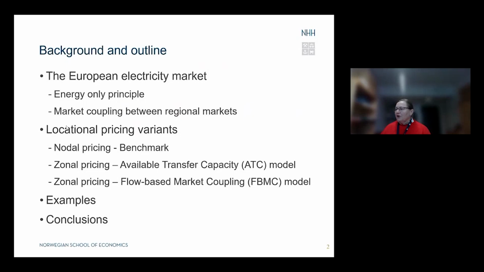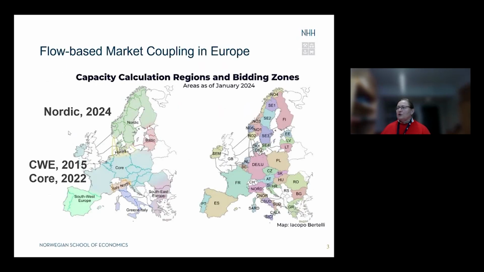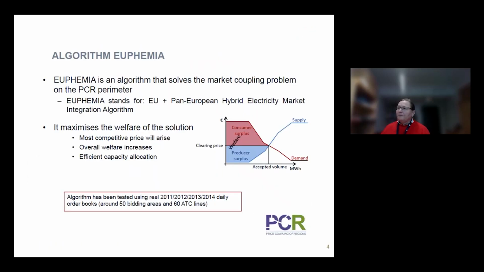And I'll see if I have time for the examples and some conclusions. So this was introduced in the CWE area in 2015. This area was extended to the core area in the European market in 2022, and we introduced it in the Nordics in 2024. So this algorithm, Euphemia, which is calculating the electricity prices all over Europe, is optimizing or maximizing this welfare.